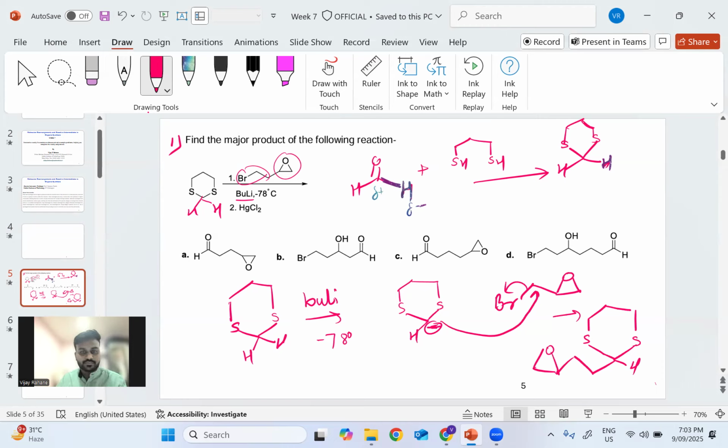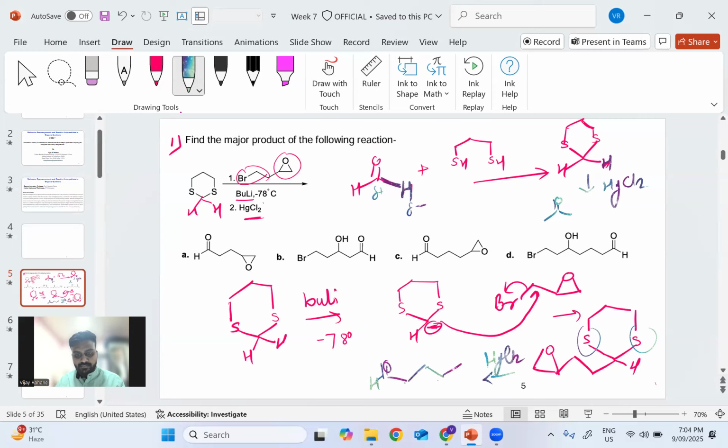Further, in the presence of HgCl2, which does the deprotection, the protecting group gets removed and we get our keto compound back. This compound has four carbons with the epoxide, and this keto group attached. So we get A as the major product in this case. You need to understand the role of HgCl2: the C-S bond cleavage takes place in the presence of HgCl2 to give the keto compound. Any doubt in this question?